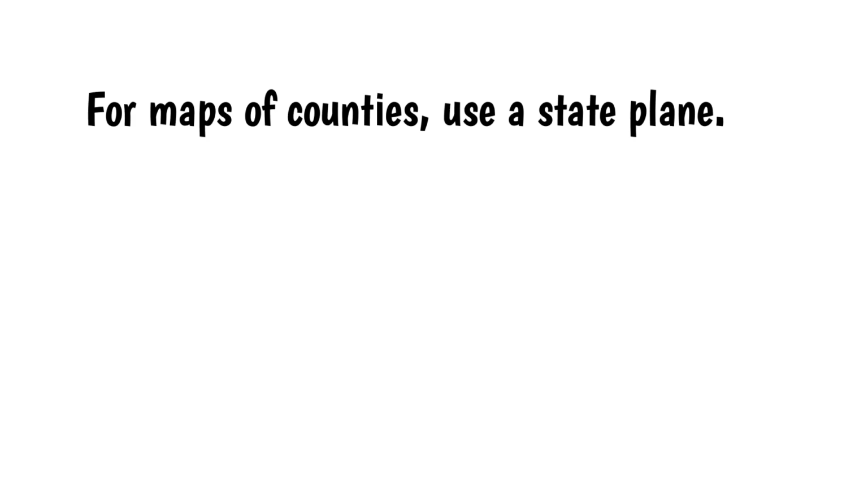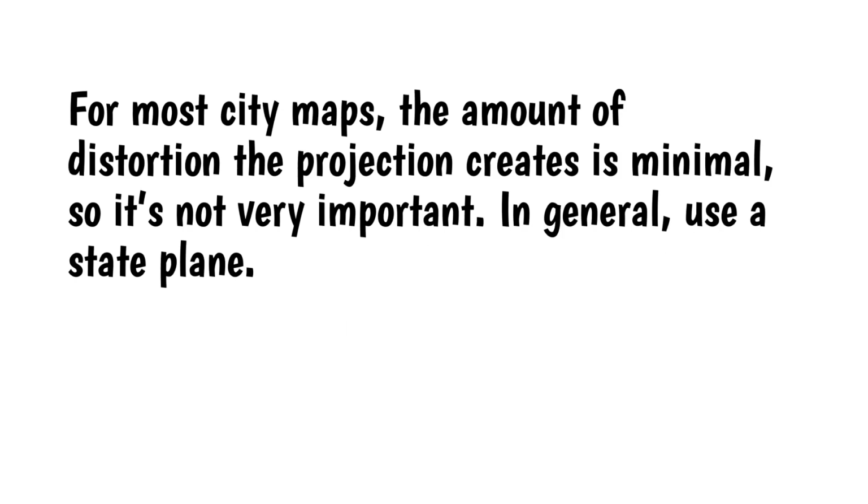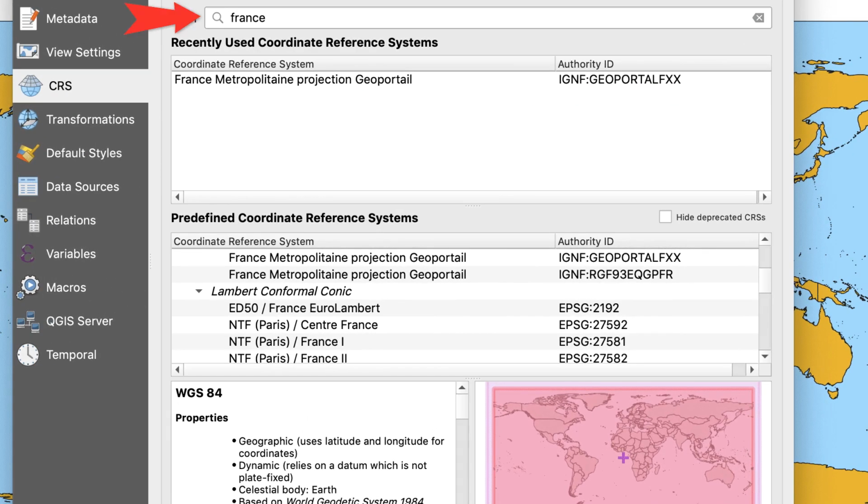For maps of counties, use a state plane. Some states have planes for the northern and southern or east-west parts of the state. If so, use the appropriate one for the county. For most city maps, the amount of distortion a projection creates is minimal, so it's not very important. In general, use a state plane. Many other countries have a specific CRS similar to a state plane. These usually give good results. When you're in the CRS window, enter the country name in the search field and see what you get.